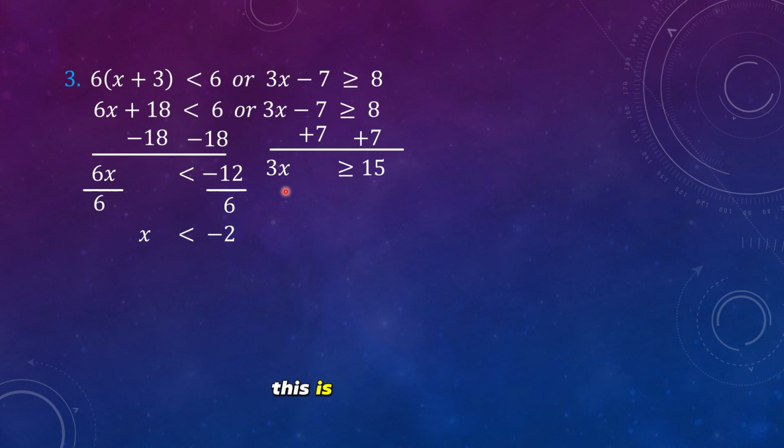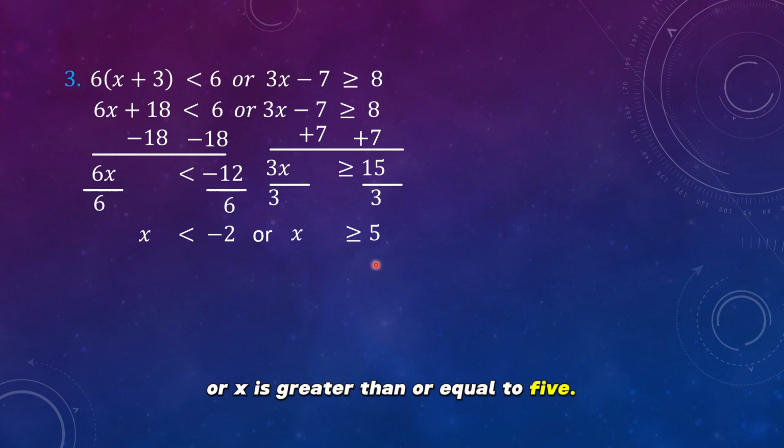This is the 3x or 3 times x. The inverse operation of multiplication is division. So we are going to divide both sides of the inequality by 3. So divided by 3, divided by 3. 3x divided by 3 is x. 15 divided by 3 is 5. So this is or x is greater than or equal to 5. So we have now x is less than negative 2 or x is greater than or equal to 5.